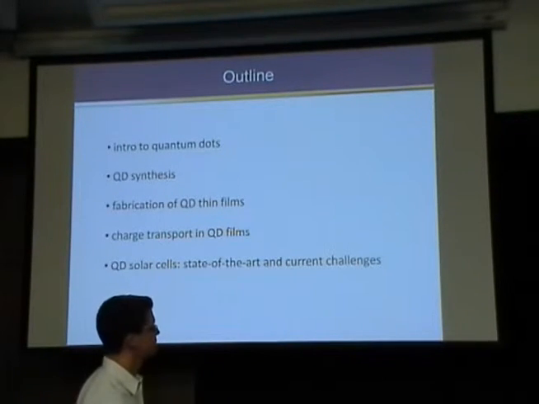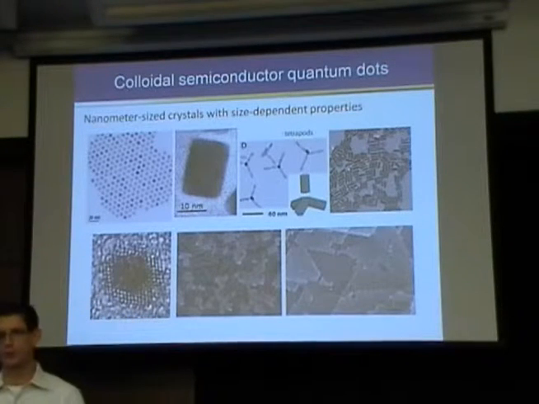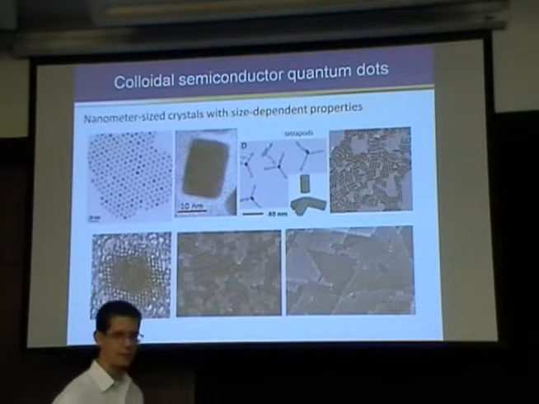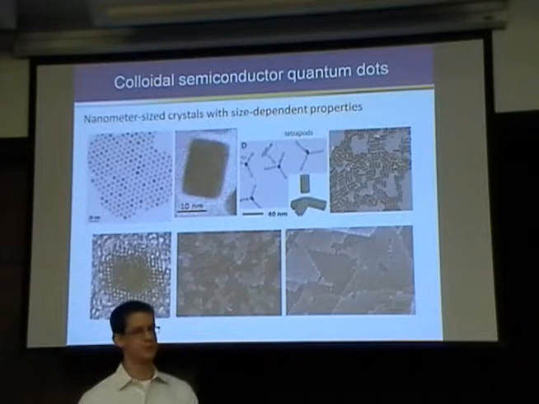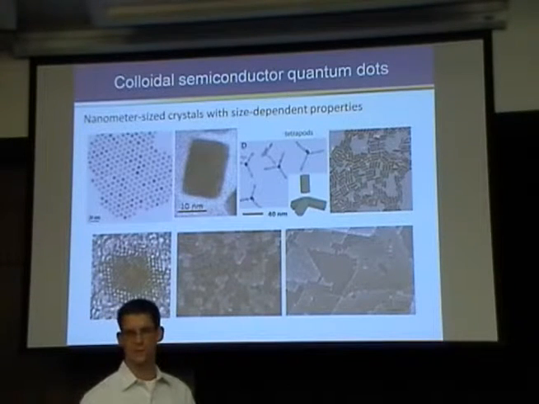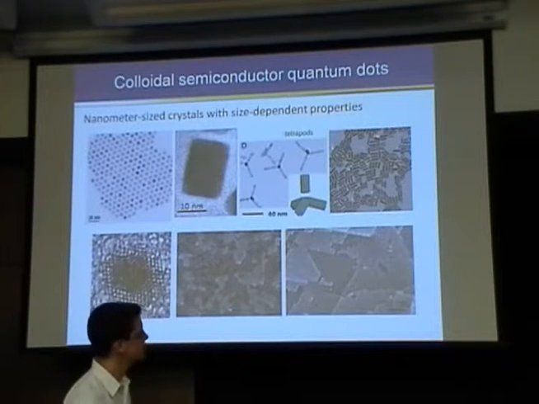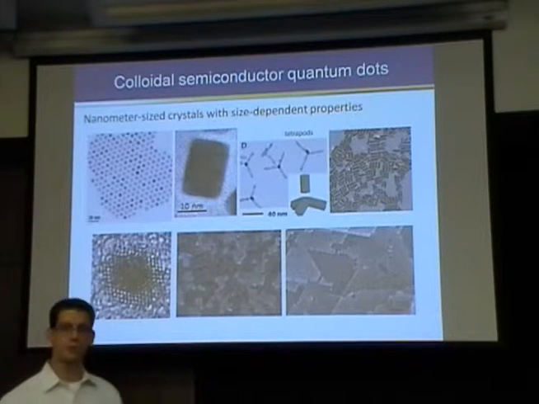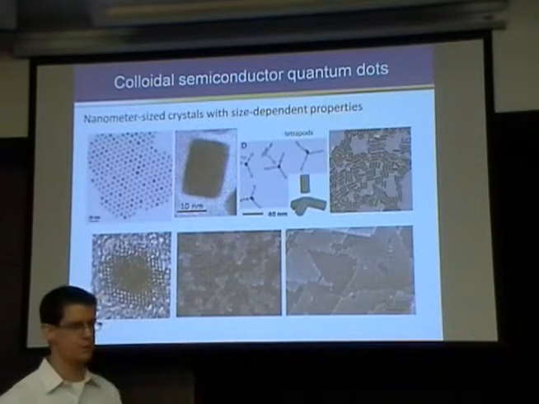Okay, so the first thing today is mostly a primer on quantum dots. We're talking about colloidal semiconductor quantum dots. These are materials that we make in solution, chemically made. So they're a little bit different than the epi-grown quantum dots that were described in the previous talk. They are, of course, nanometer-sized crystals that have size-dependent properties. That's one of the definitions of a quantum dot.